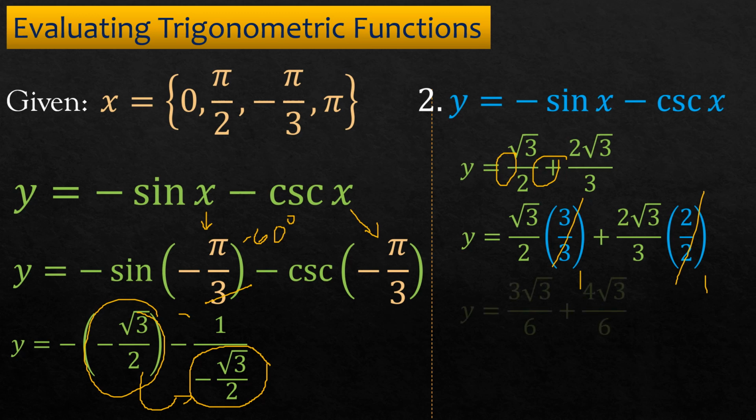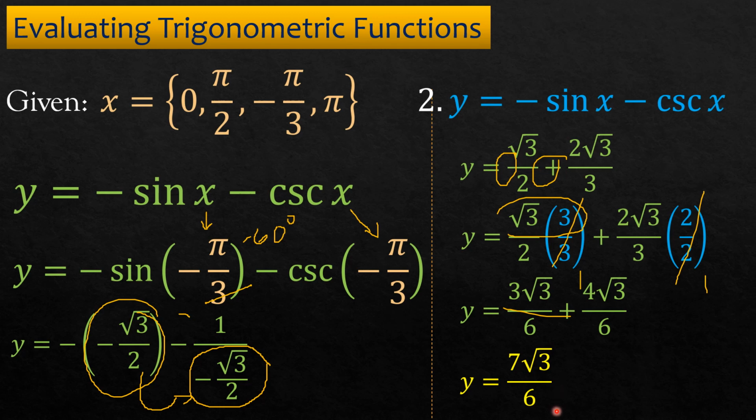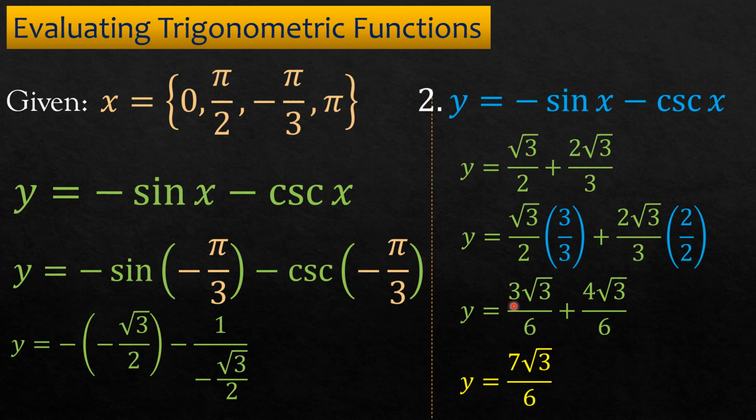Square root of 3 times 3 will give us 3 square root of 3, and 2 times 3 will give us 6. The other, 2 times 2 is 4, so 4 square root of 3, 3 times 2 is 6. So 3 square root of 3 over 6 plus 4 square root of 3 over 6.